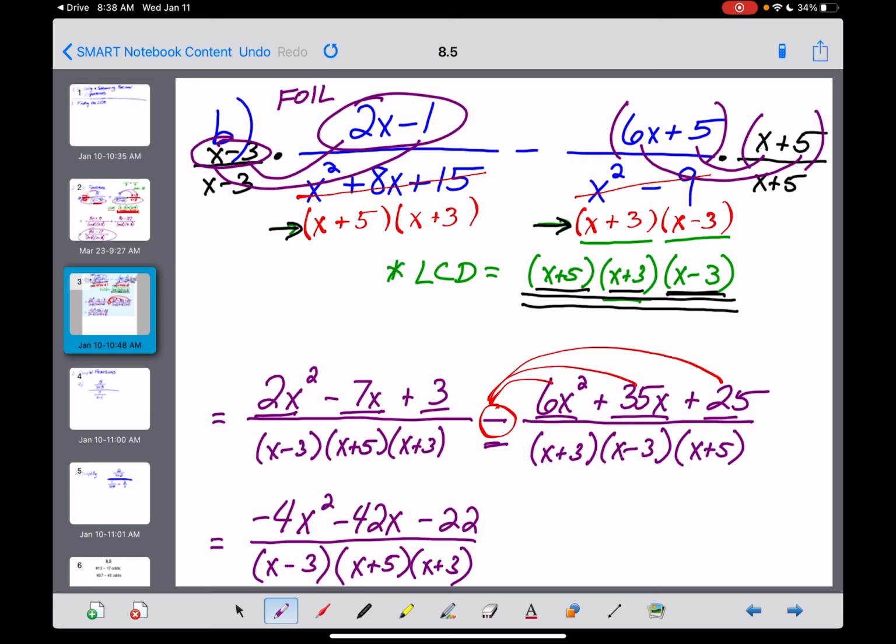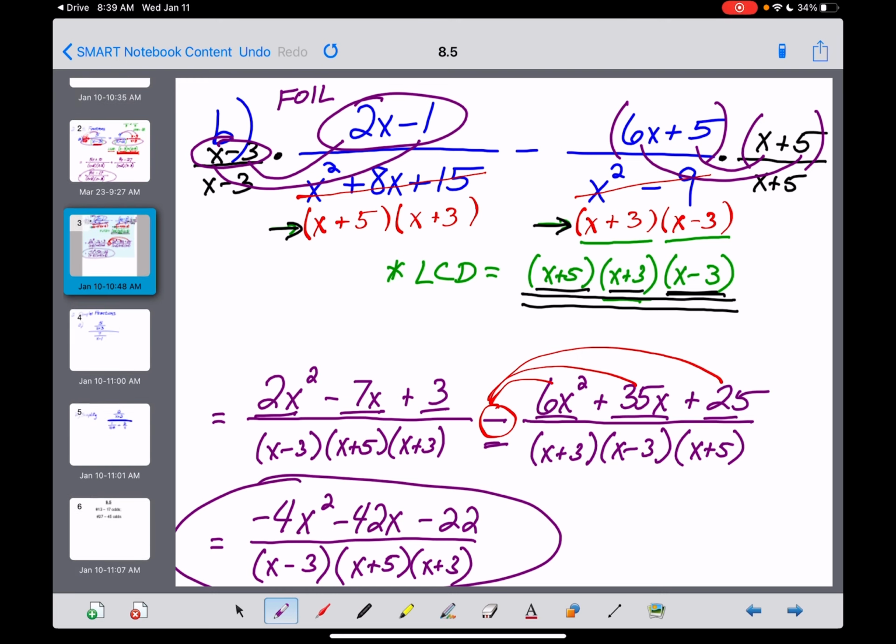The only thing we would have to think about next, everybody, is if that numerator factors at all, and if so, does anything cancel with the denominator? But that is not going to happen, I can tell you right now, in this problem right here. So where we are right now, guys, that is our final answer here for this problem.